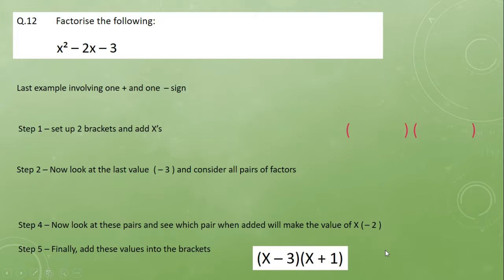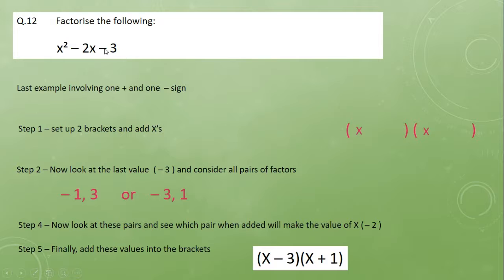And the last one here, again, this one involved thinking about your signs even more. We need a positive and a negative sign in this one. So we set up the 2 brackets and add the x's. Then we look at the last value. In this case, it could only be minus 1 times positive 3 or minus 3 times positive 1. They will be the only pairs that will give us the minus 3. So we now need to look and see which one will give us minus 2 when we add them together. If we do minus 1 plus 3, we will get positive 2. But if we do minus 3 plus 1, we will get negative 2, which is what we need.